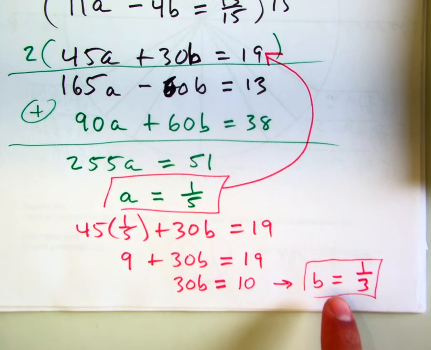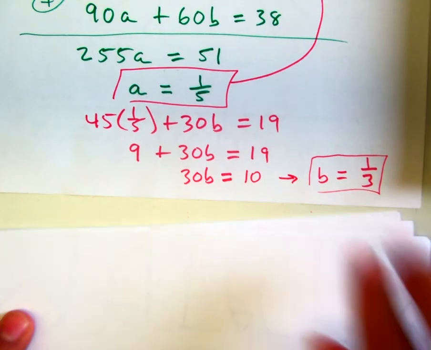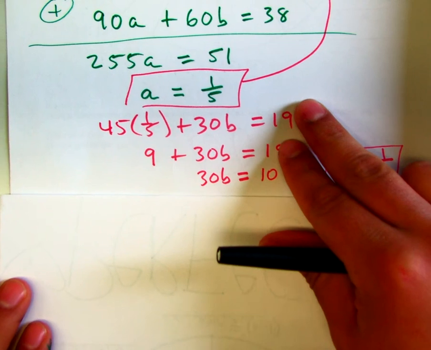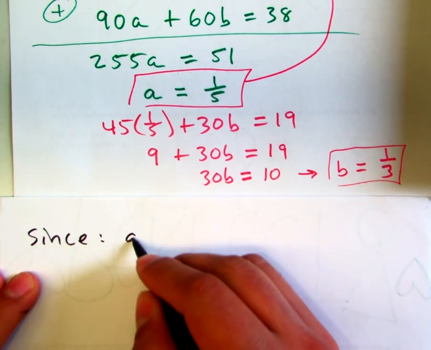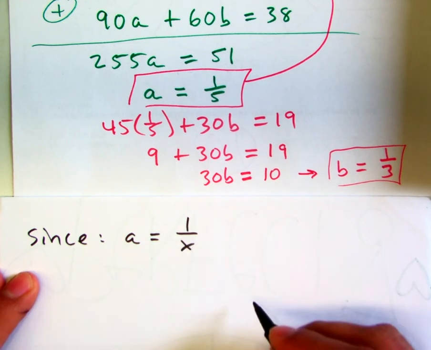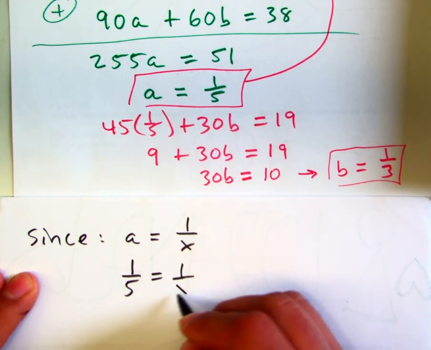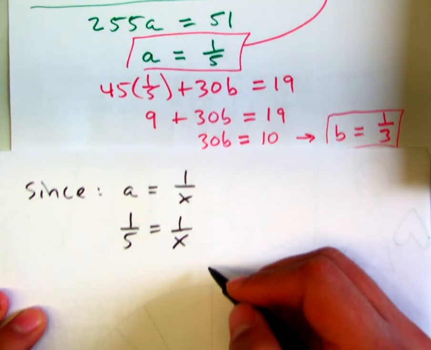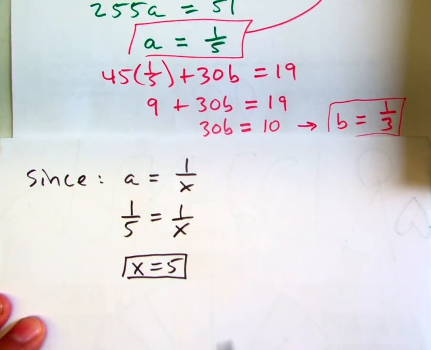We're not quite done though, because we wanted to find x and y. So now what was a originally? A was 1 over x, right? So plug in 1 over 5 for a. X has to be 5, right? Does that make sense?